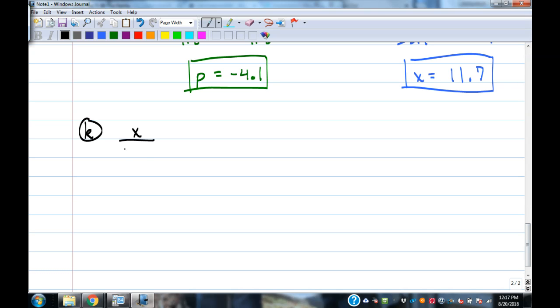Let's say we had x over 6.2 minus 1.5 equals negative 3.1. What do we do first? Plus the 1.5. Why are we plusing 1.5? It's the opposite of minus, right? So these cancel. So that's x over 6.2.